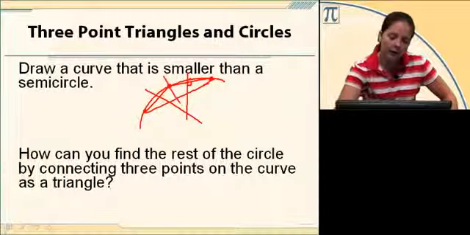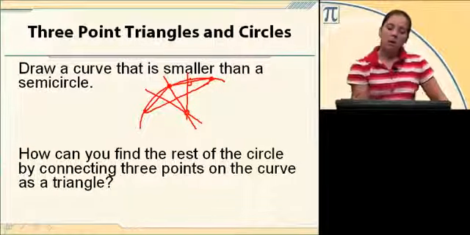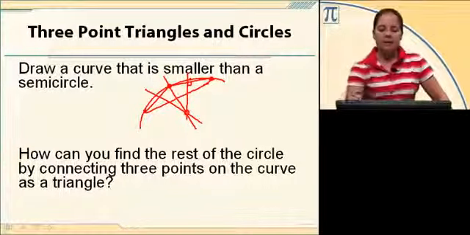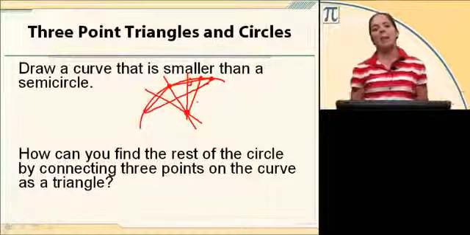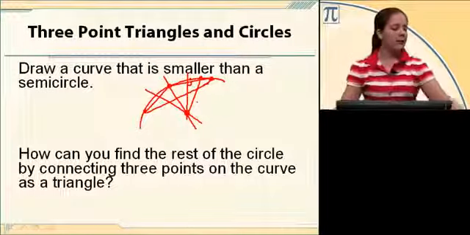But if I want to go ahead and find all 3, that's going to give me the center of the circle. And then I can very easily find the radius, because the radius is just the distance from the center to any point on the circle. And that's going to tell me how big the entire circle is.